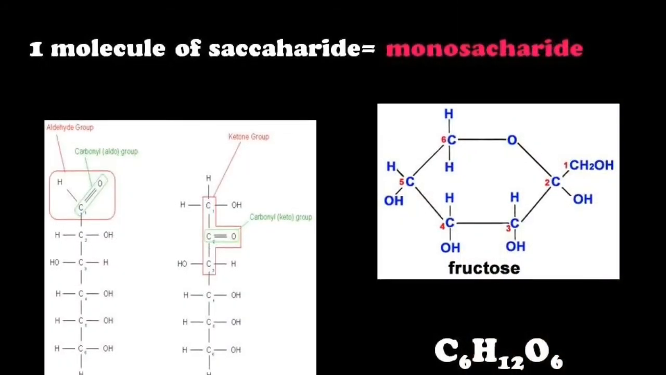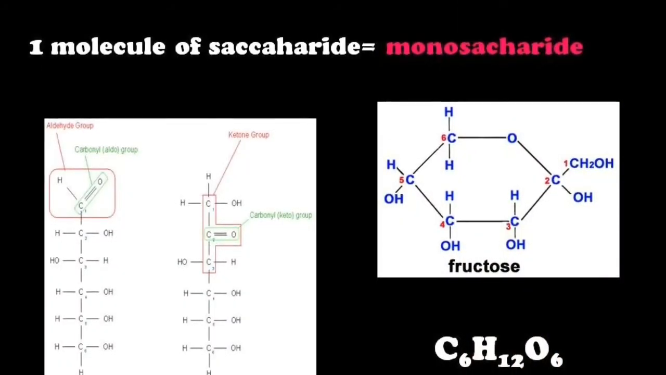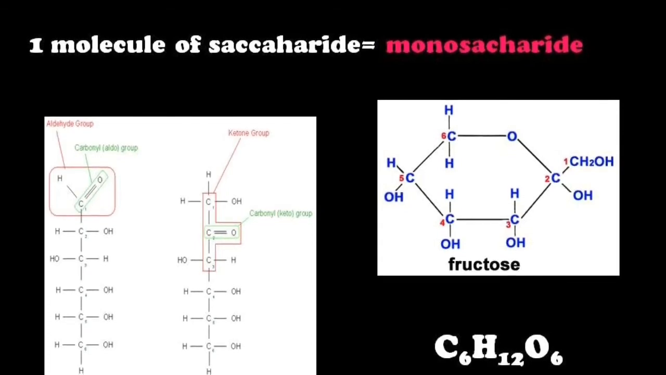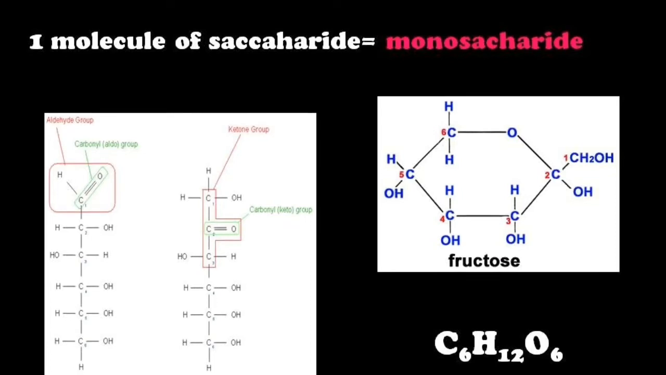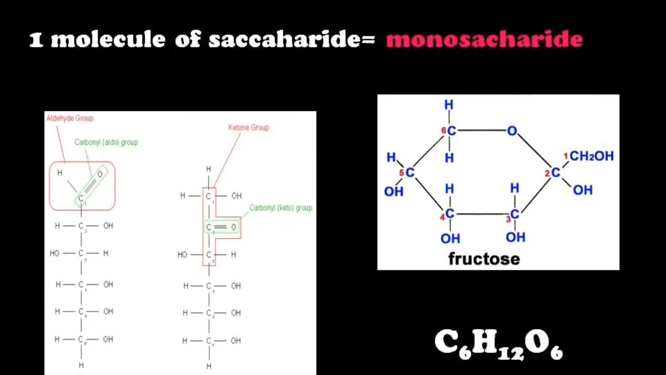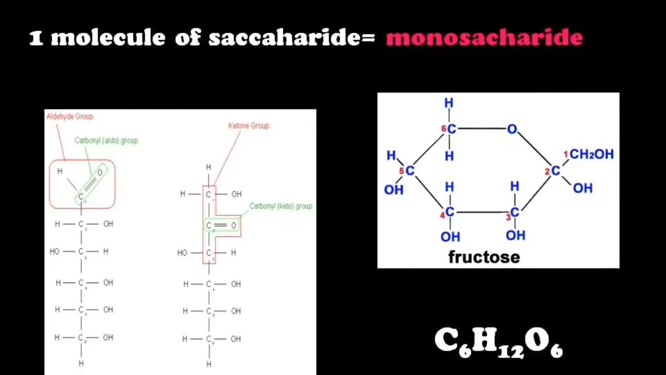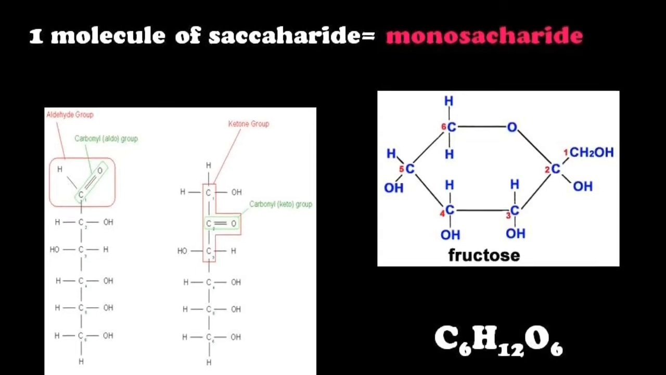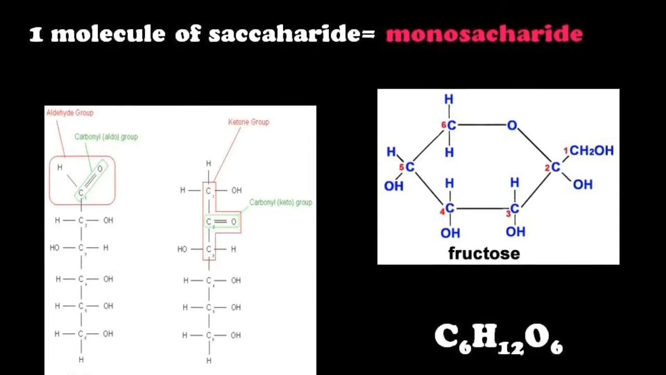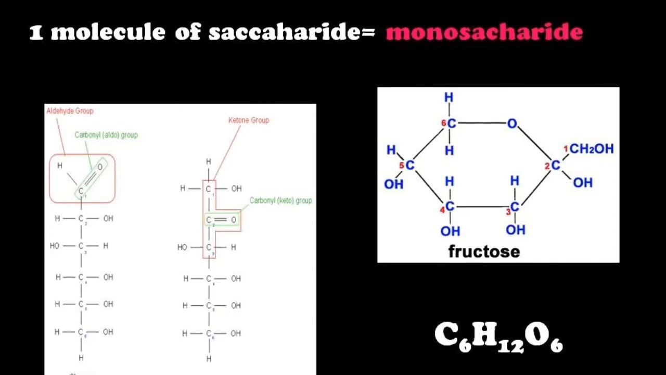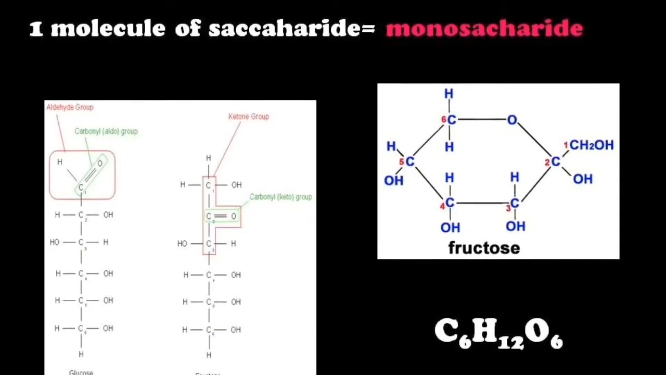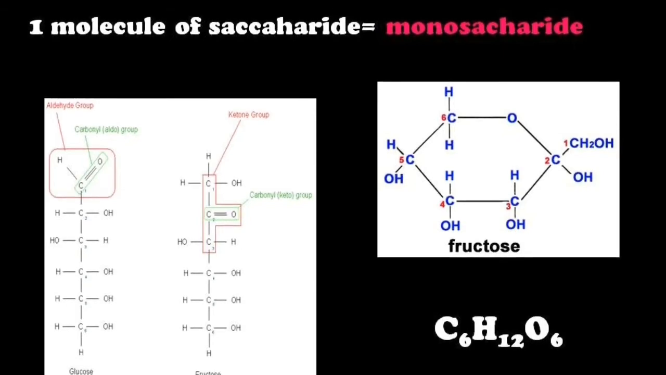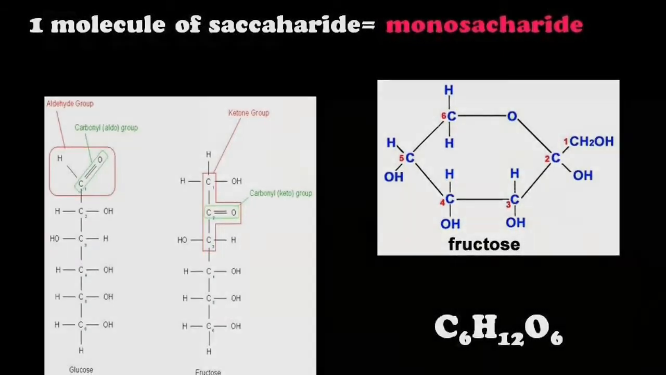All right, so if you have one molecule of a saccharide, you have a monosaccharide. Mono means one, saccharide means sugar, so monosaccharide. Here you can see there's kind of two different ways of drawing it. There's the chain form on the left and the ring form on the right. They both show the same sort of things, just a different shape. And notice again, they're both C6H12O6. That's the formula for a saccharide.